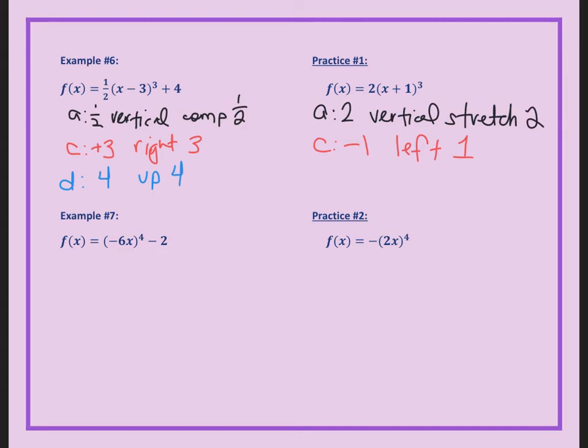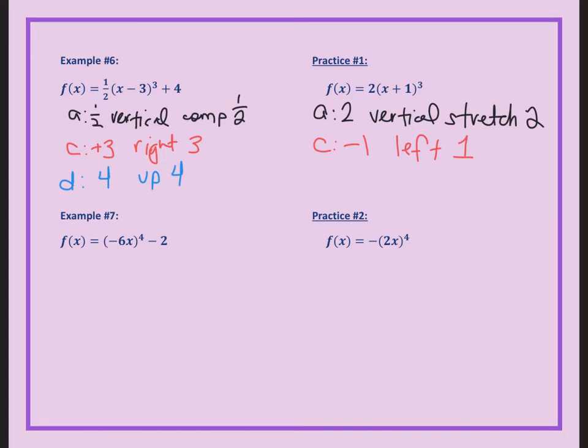Okay, check how you did on it. This is in front, therefore this is a vertical stretch of 2. And that +1 is your C value, but you always change the sign because you're subtracting really a -1. So this graph is going left 1. So let's get into this one together. So let's look at where this is located.